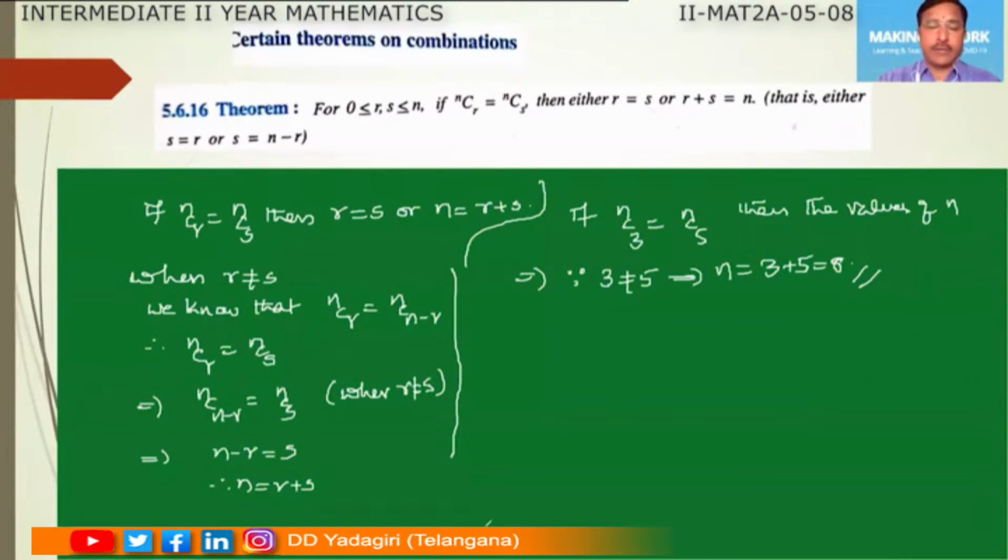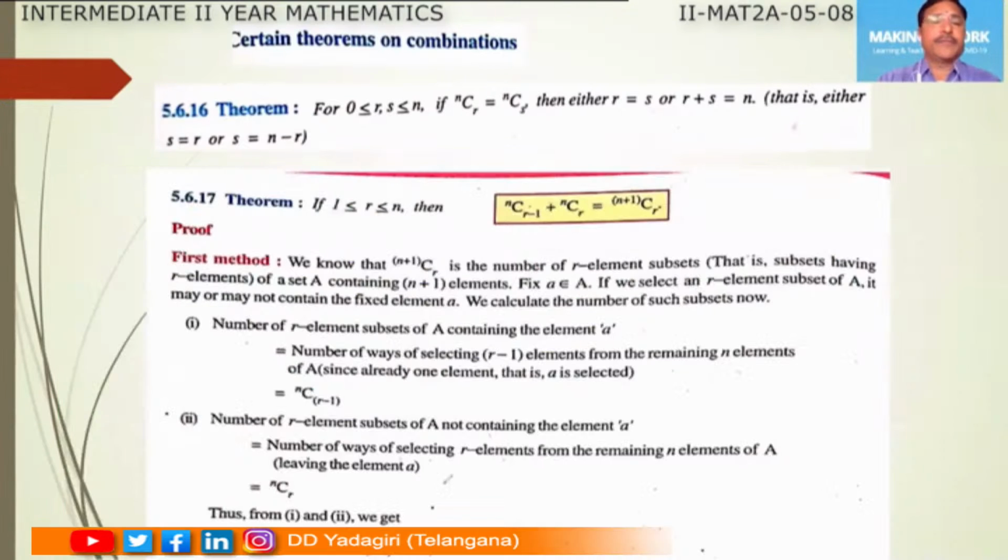Okay, another concept. Now I clear the board. Next theorem is, here you can see the statement on the board. If 1 less than or equal to r less than or equal to n, then nC(r minus 1) plus nCr is equal to (n plus 1)Cr. This is another important formula in the concepts of combinations.